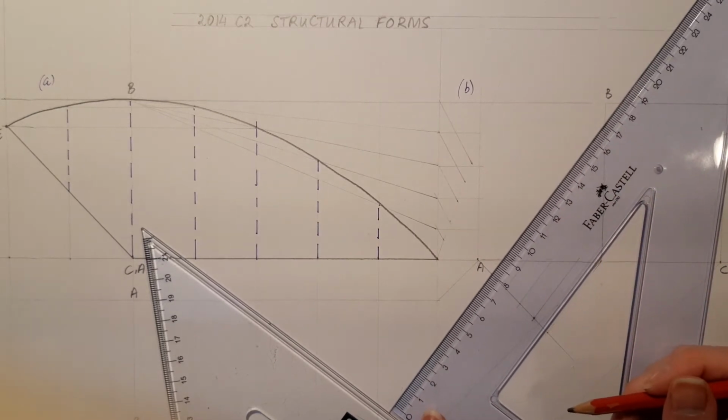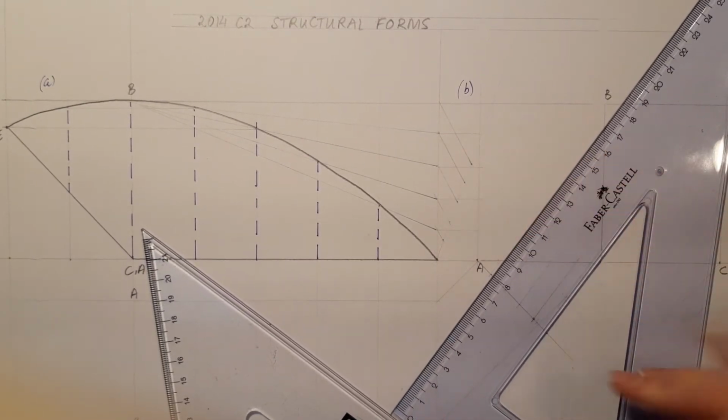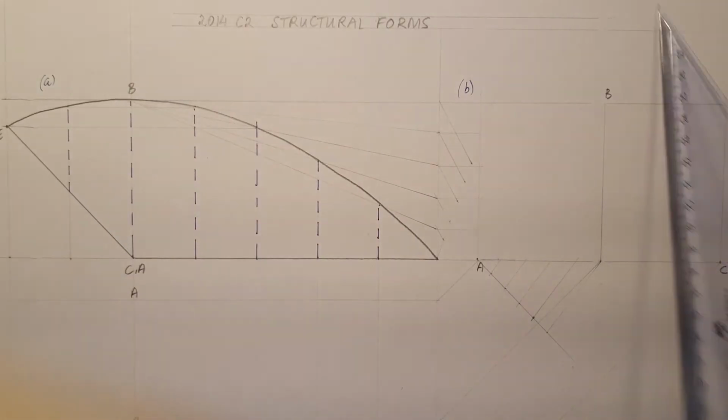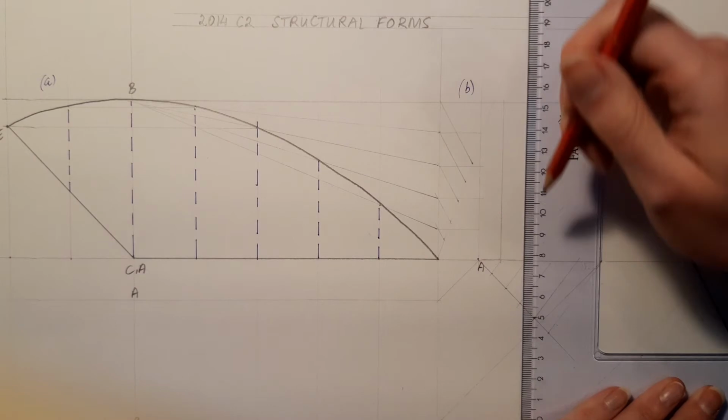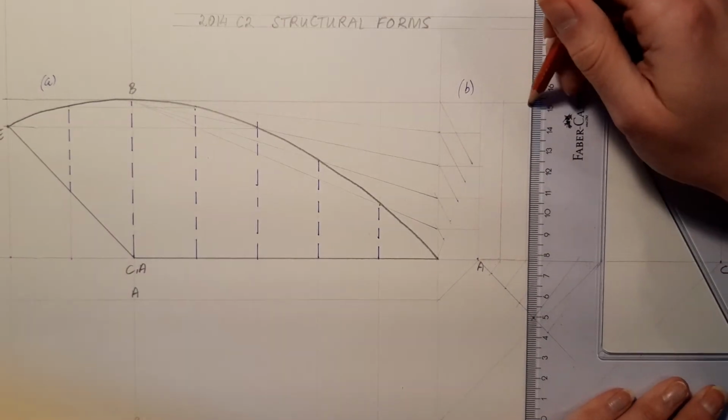Okay, so there's nothing new here from junior cert drawing. These are just parabolas, and you're just carrying across orthographic to your basic shape. So none of this should be difficult. Everyone should be getting this, no problem.